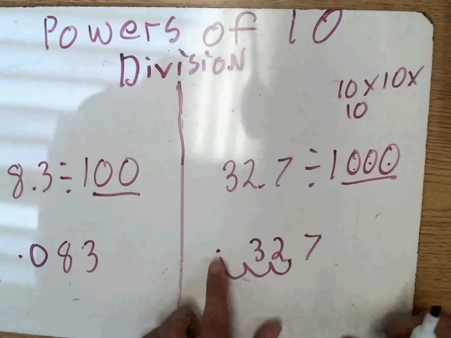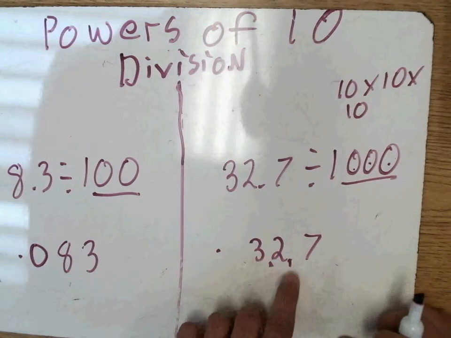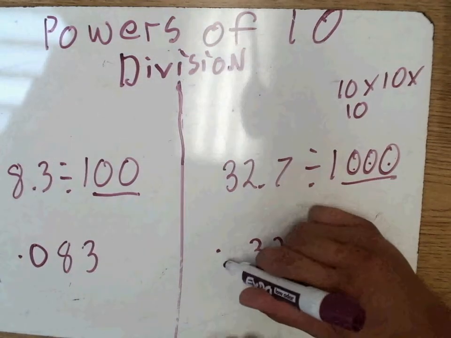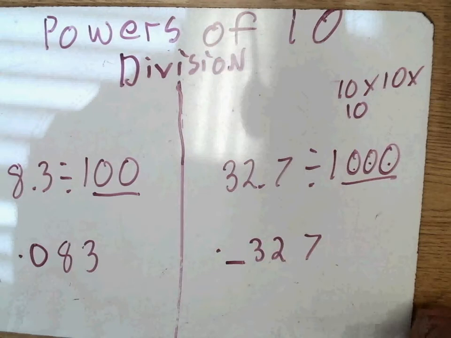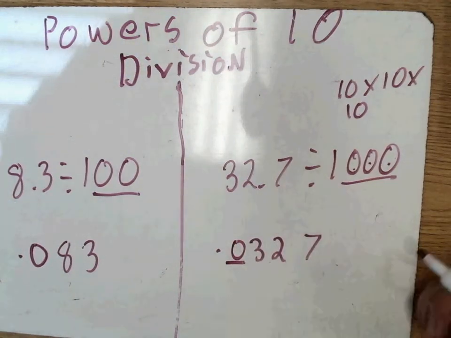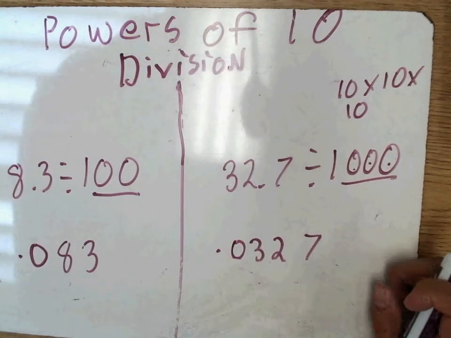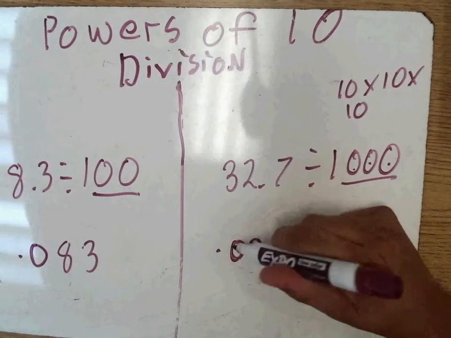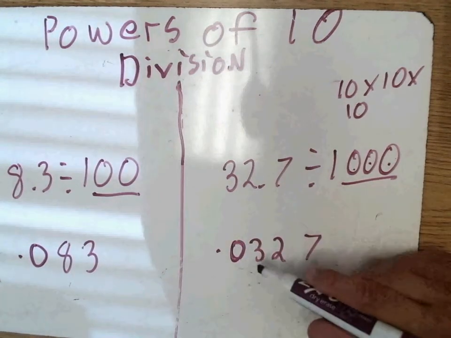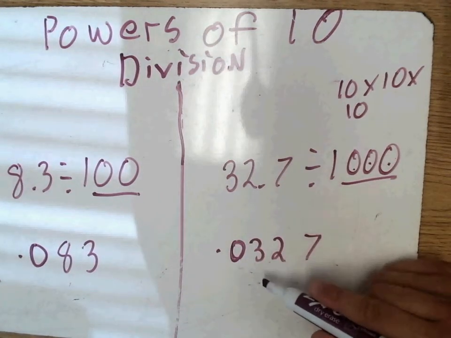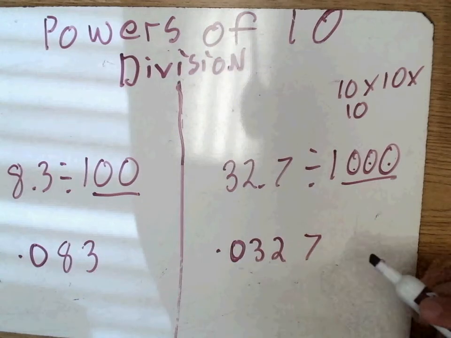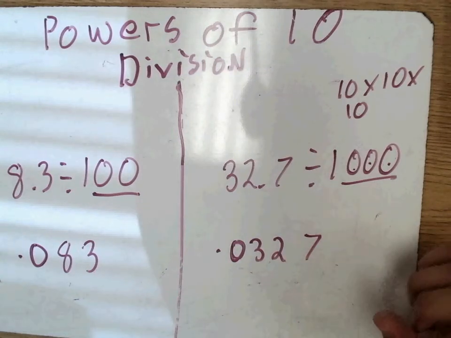We see this empty space that we have here. Just like in the last problem, we are going to put a 0 there, and we have our answer. So we've got 327 10,000ths. Right?